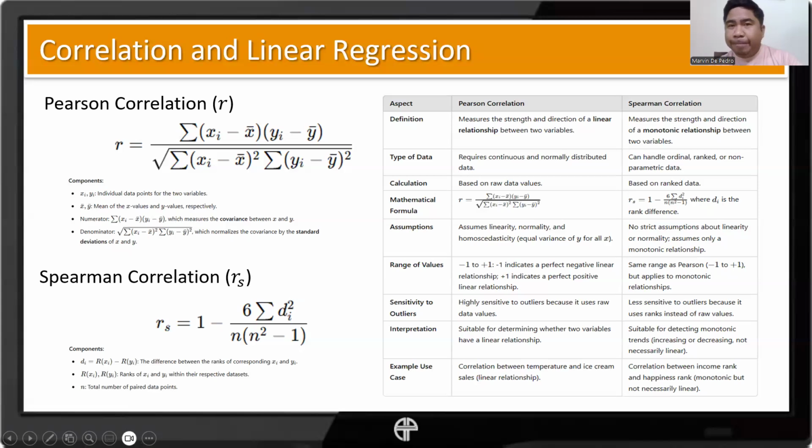Okay, I don't think there's a need to read this. You can take a screenshot if you want, and you can read it on your own. We have more details about the comparison between the Pearson correlation and the Spearman correlation, right?